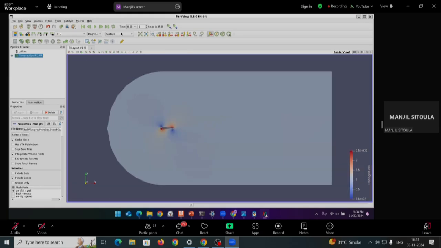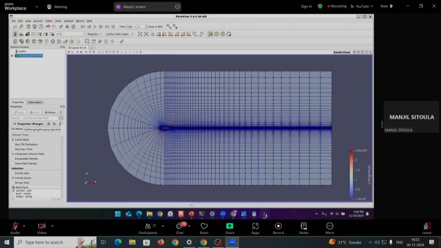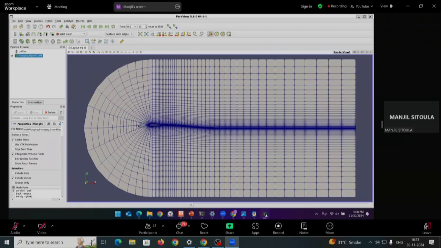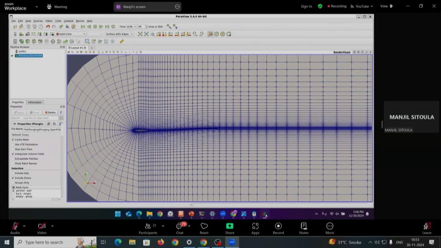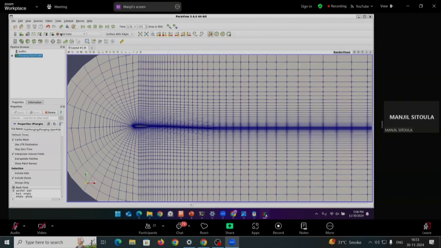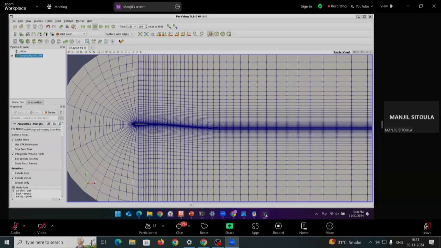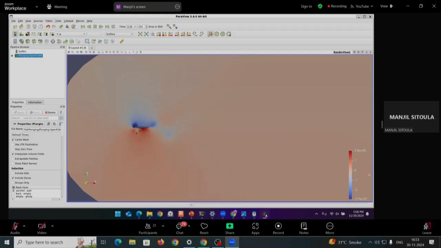Let's first look at how our mesh is deforming. As we play, we can see that the mesh deformation is taking place. That is, the mesh is changing its shape and also moving, which is the morphing mesh strategy. Now let's check the velocity field. Yes, we can see the vortices being formed and the flow circulating in the region.